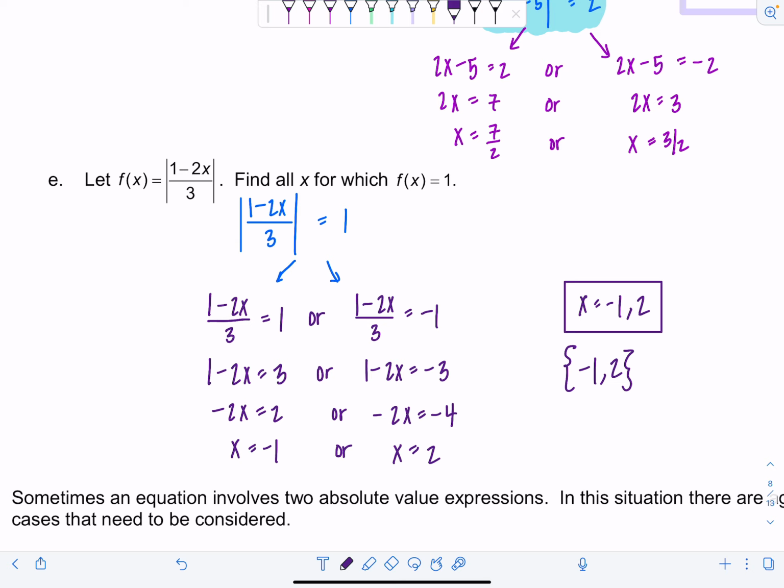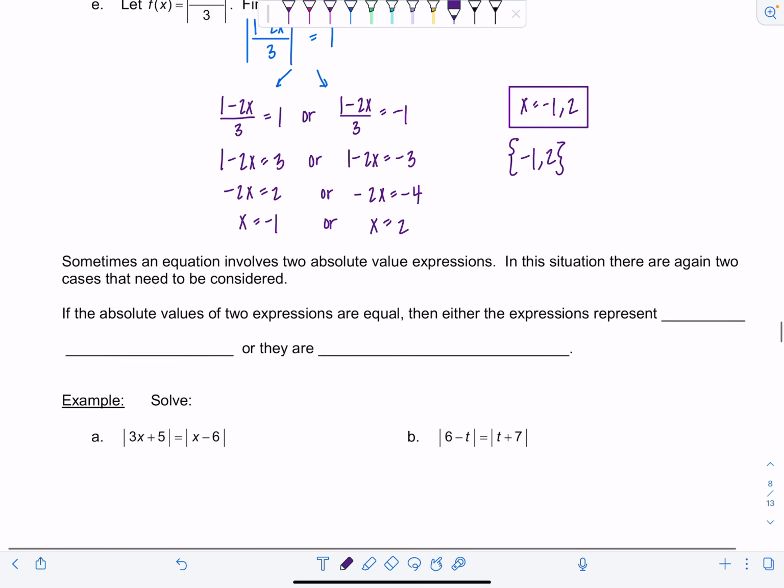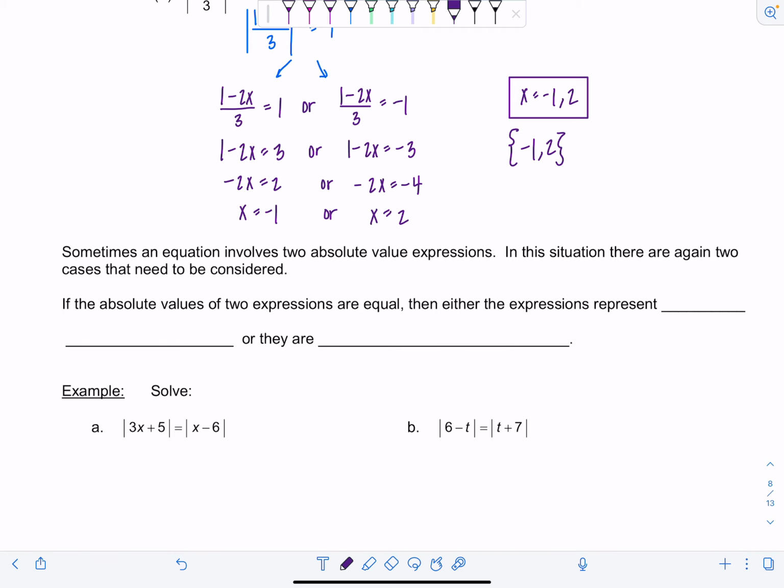All right, now let's get a little fancier, right? I feel like this is just becoming a little too easy. We're professionals already. Sometimes an equation involves two absolute value expressions. Oh my goodness. In this situation, there are, again, only two cases that need to be considered. If the absolute values of two expressions are equal, then either the expressions represent the same value or they are opposites.